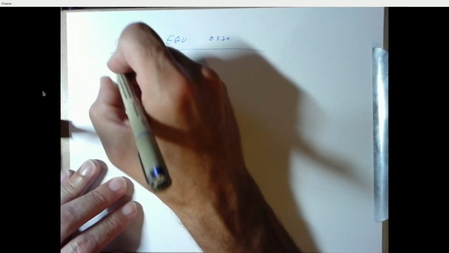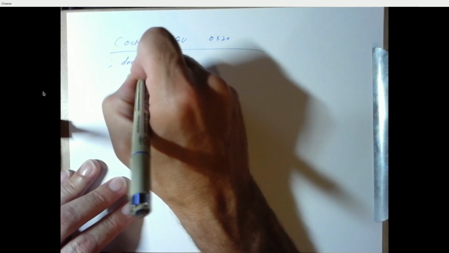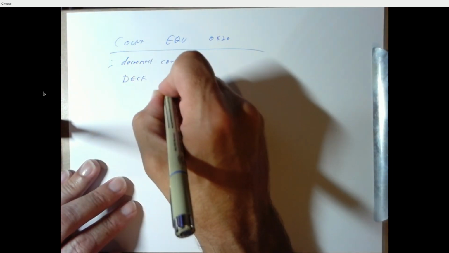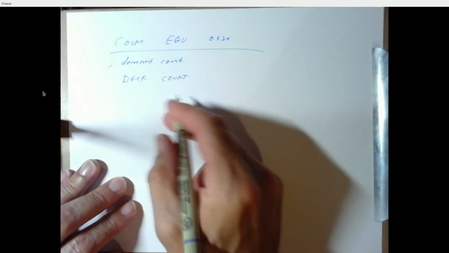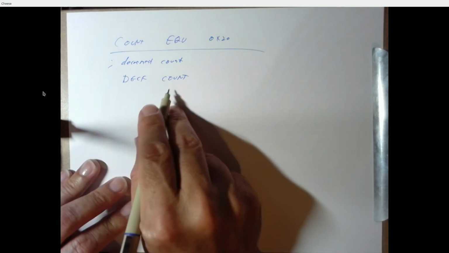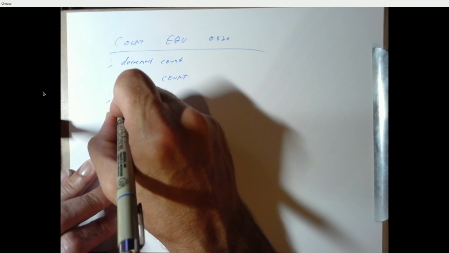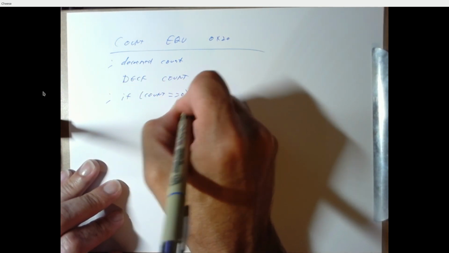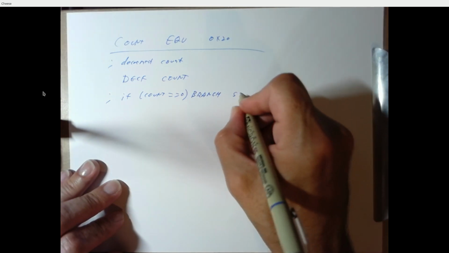So our comment here is decrement count. So we can say decrement file count. And it will go back into the file register because I didn't say comma 0. So this will take the contents of file register 20, subtract 1, and write it back. Now what we want to do is say if count is equal to 0, branch to stuff.